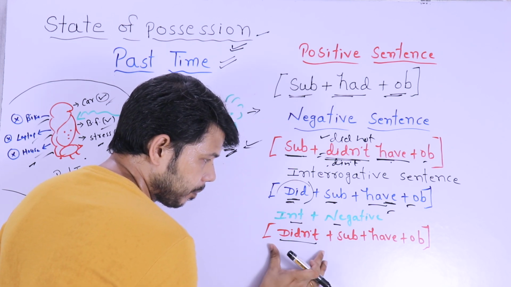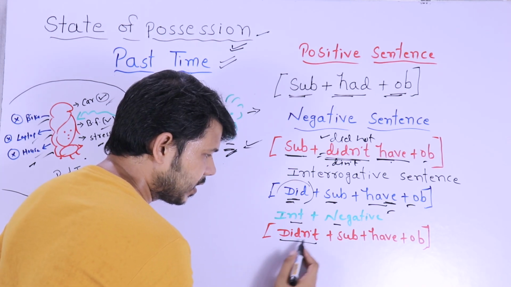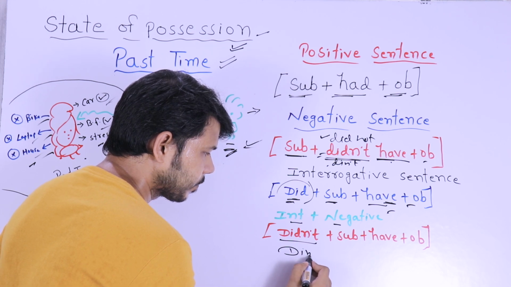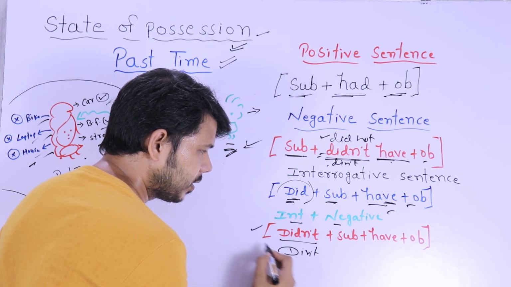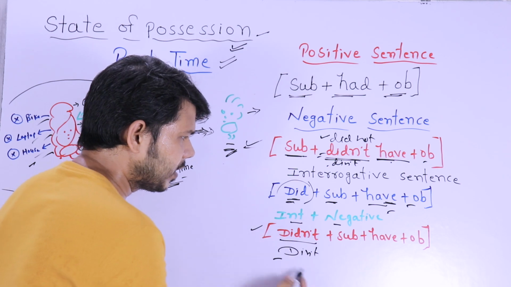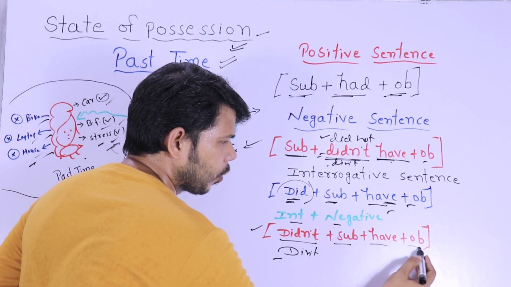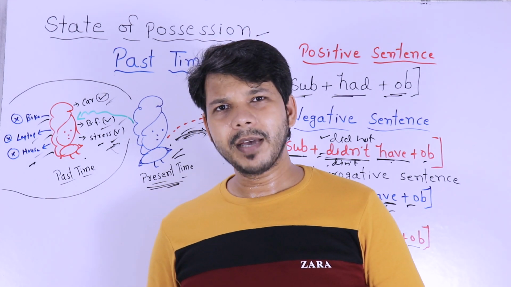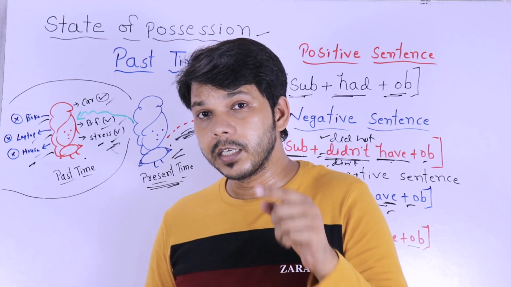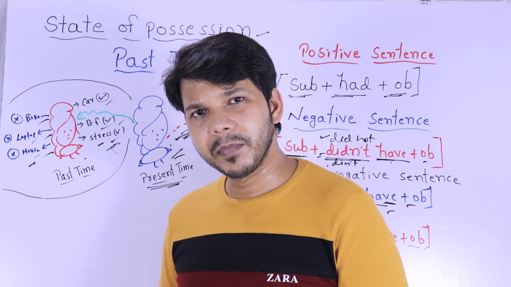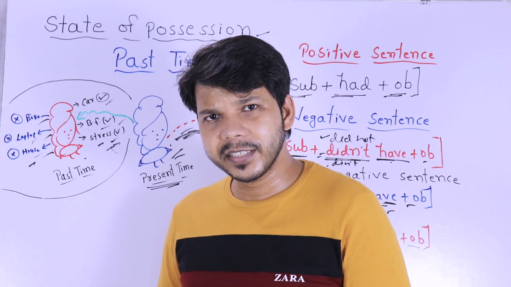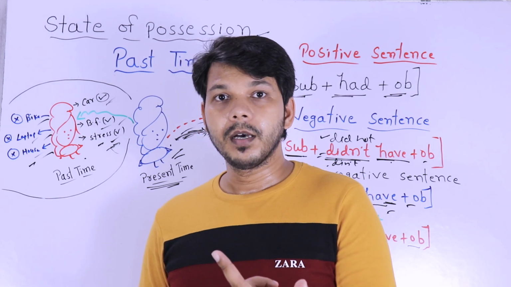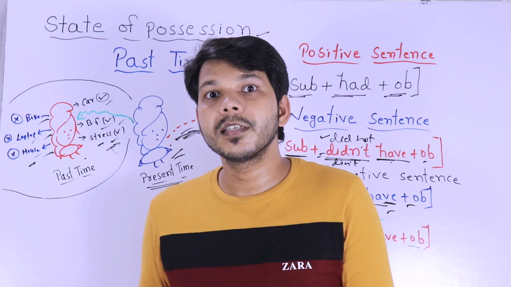If you talk about interrogative plus negative, then you have to put didn't. Did plus not, contract it and make it didn't. In written English, say didn't, then subject, then have, then object. Like if I am asking a question, hey, didn't you have money yesterday? Didn't you have money yesterday? The person will answer, yes, I had money, or no, I didn't have money.